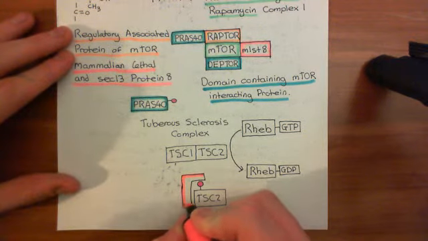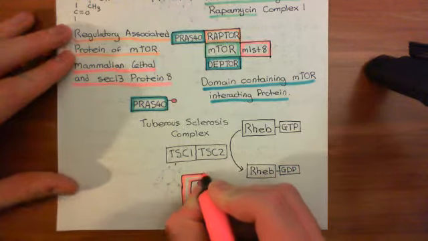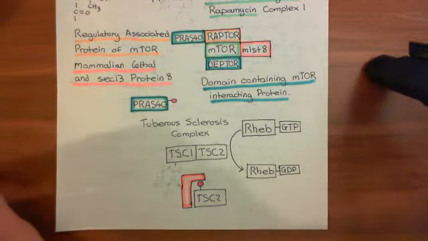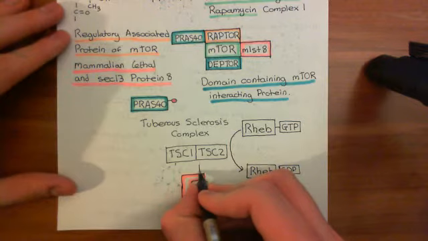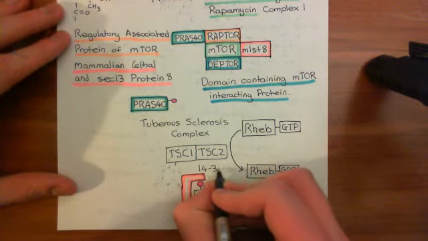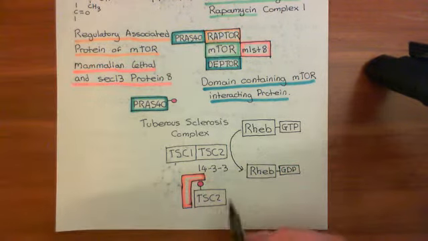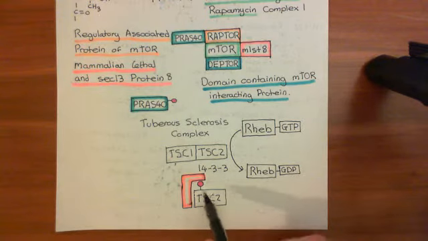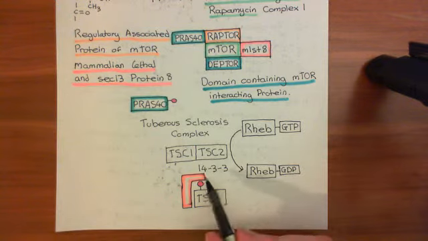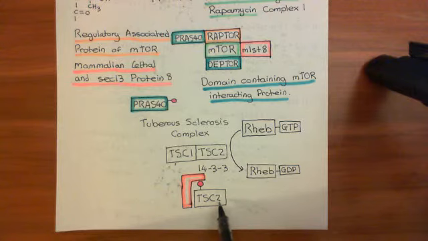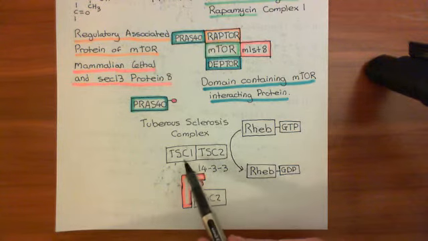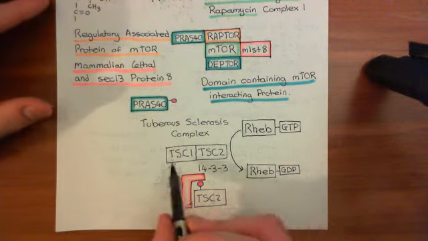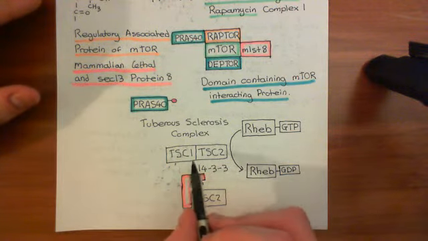14-3-3. Okay, so this protein that I will highlight in red to make it a little bit more distinguishable than its poor name makes it, is the 14-3-3 protein. Okay, so 14-3-3 will bind to the phosphorylated tuberous sclerosis complex protein 2. And when you have 14-3-3 bound to the phosphorylated tuberous sclerosis complex protein 2, it can no longer bind to the tuberous sclerosis complex protein 1. So the tuberous sclerosis complex, hence, is no longer made.